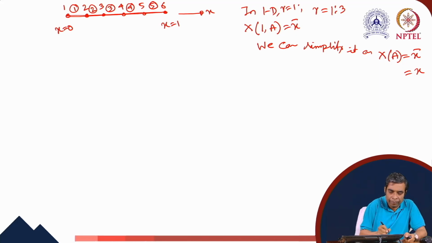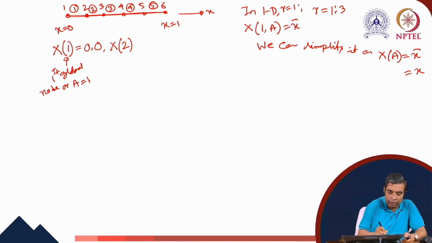Now let us consider the first global node. So the first global node coordinate is 0.0. The second global node, this is first global node, or capital A equals to 1. So this is the x coordinate.